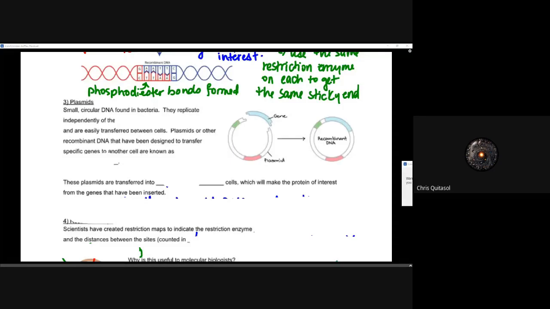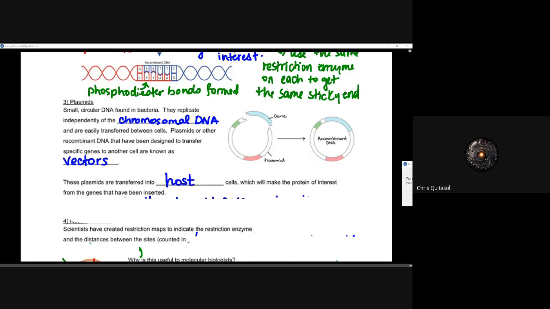They replicate independently of the chromosomal DNA within that bacteria, and they can move between different cells. And I'm talking about with regards to within that prokaryotic population. These plasmids or other recombinant DNA have been designed specifically to transfer specific genes to another cell, and these are called vectors. These vectors can move between cells, and as a result of that movement, allow for extreme amounts of DNA information to be shared between different cells.